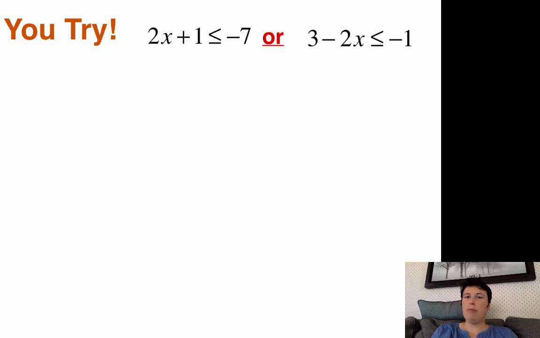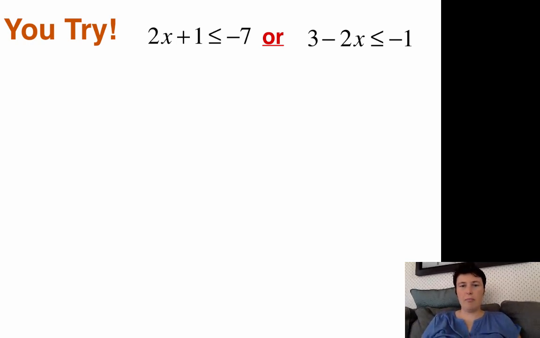Okay, so again, I want you to try because I want to know if you're getting this down. Here is your problem. I'm going to give you an OR problem this time. 2x plus 1 is less than or equal to negative 7, or 3 minus 2x is less than or equal to negative 1. Please pause the video, try it all by yourself, graph it on your number line, and we'll see if you got it right.